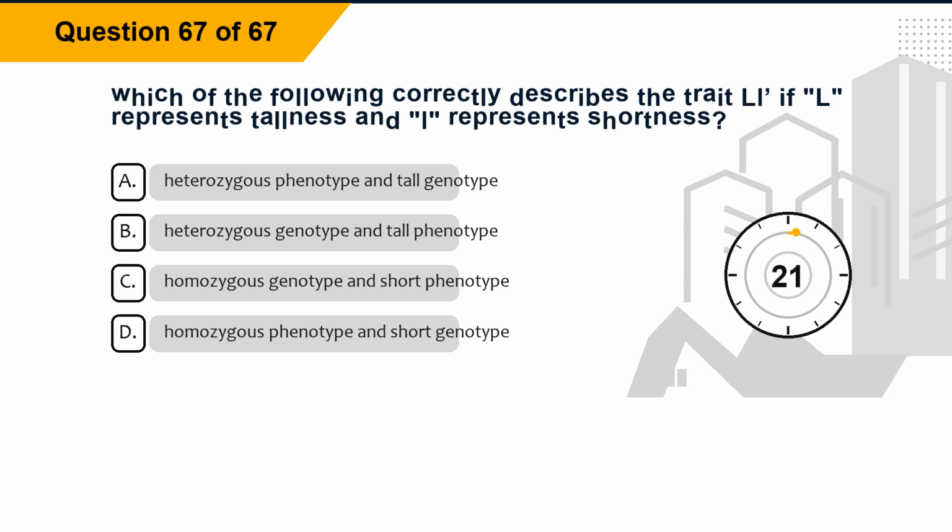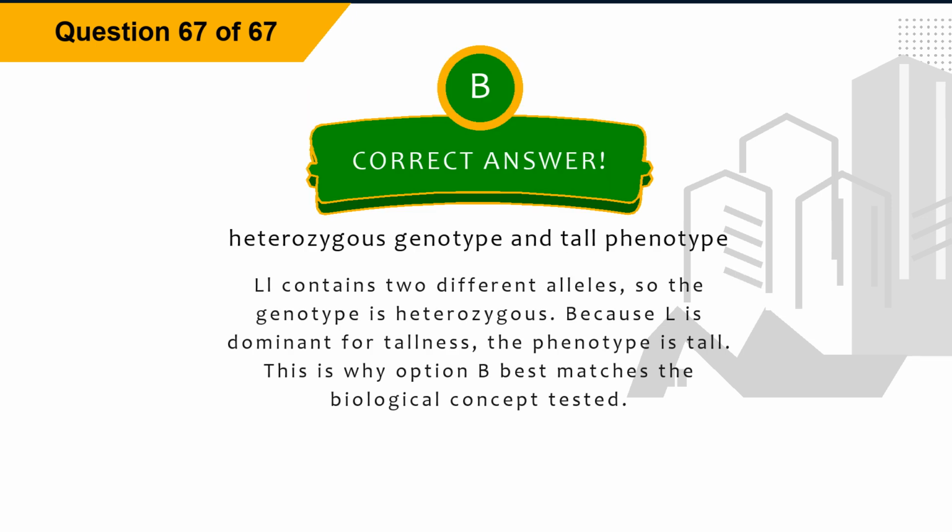Question 67. Which of the following correctly describes the trait Ll, if L represents tallness and l represents shortness? Option A, heterozygous phenotype and tall genotype. Option B, heterozygous genotype and tall phenotype. Option C, homozygous genotype and short phenotype. Option D, homozygous phenotype and short genotype. The correct answer is option B, heterozygous genotype and tall phenotype. Explanation. Ll contains two different alleles, so the genotype is heterozygous. Because L is dominant for tallness, the phenotype is tall. This is why option B best matches the biological concept tested.